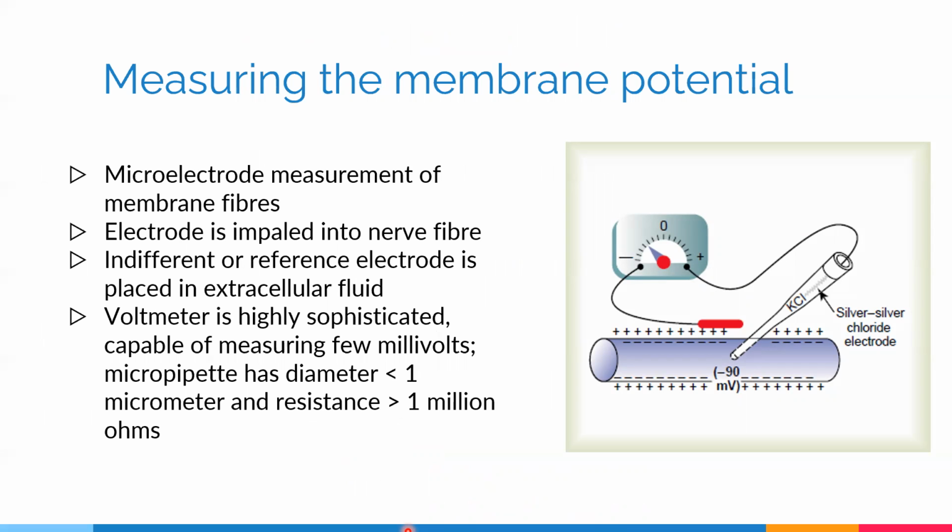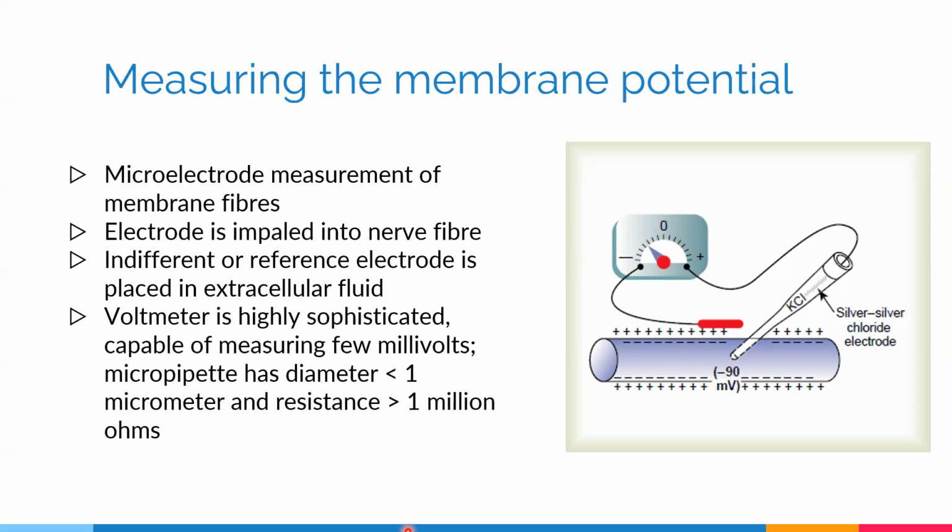The equation that we have just seen, the Boltzmann equation, gives us a quantitative definition of the EMF. But now we want to actually measure it using a particular piece of equipment. The equipment that is used is known as the microelectrode, which is used to measure the membrane potential of the fibers. The electrode is impaled into the nerve fiber.